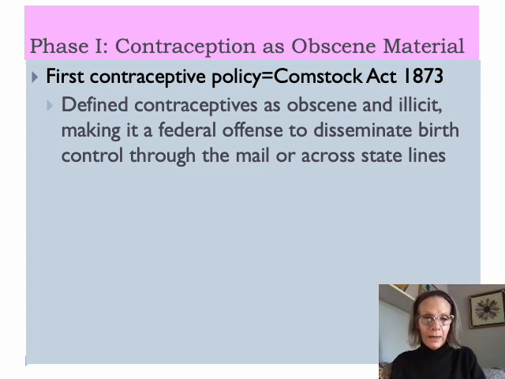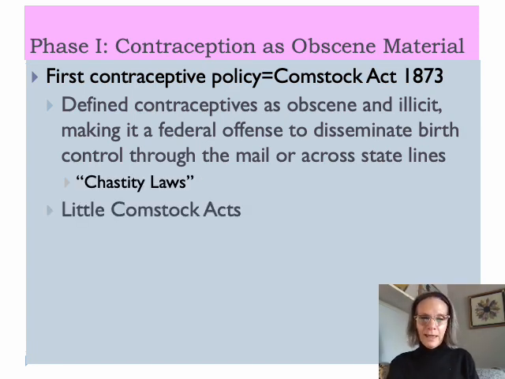You could not use the mail to distribute contraceptives and information about contraceptives because the United States has control over the Postal Service. You can't cross state lines and deliver any sort of contraceptives between states because the United States government has control over interstate commerce. Okay, and so this was a really comprehensive law that had an impact not just on contraceptives, but on any items that were regarded as obscene and illicit.